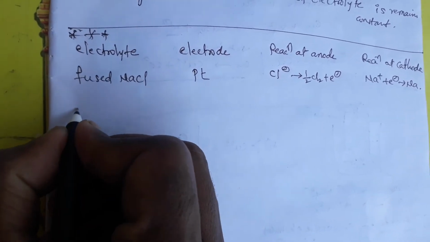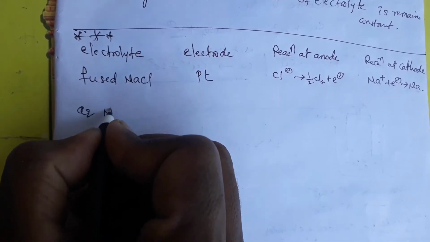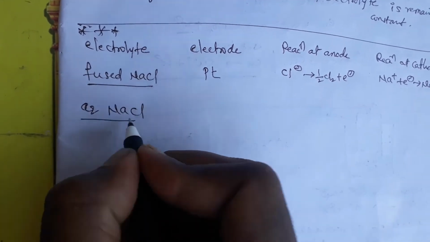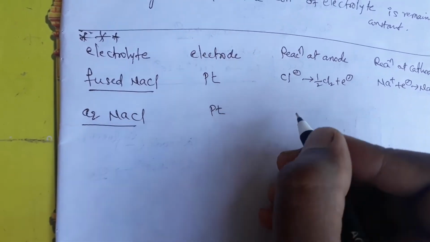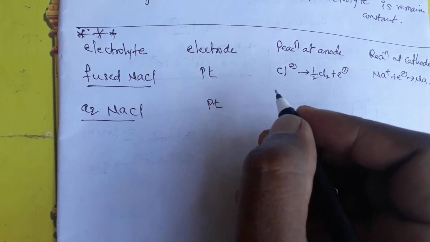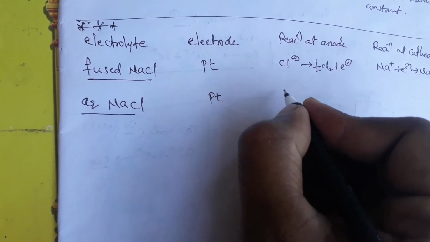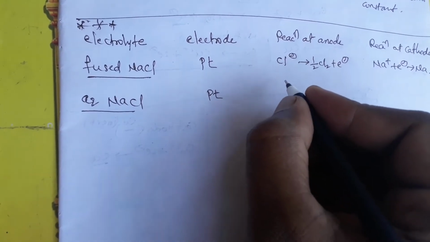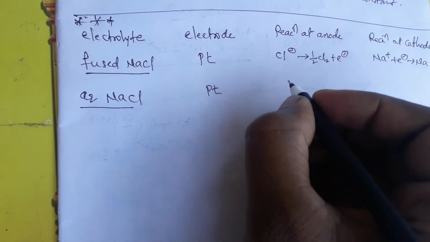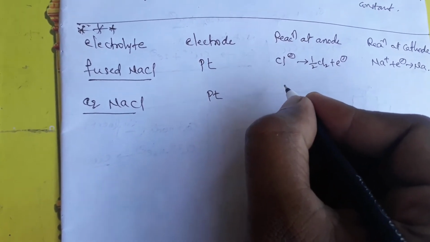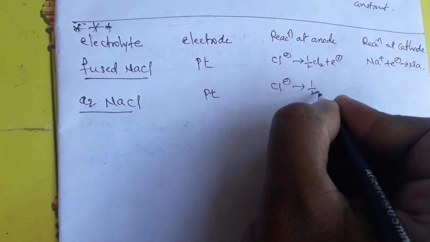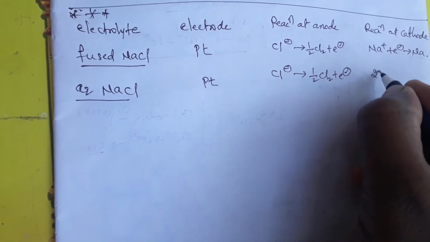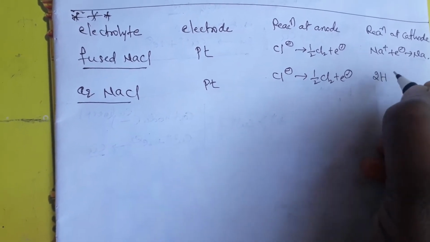And if you take another example, aqueous NaCl, which is different from pure NaCl, the liquid form. Aqueous NaCl with platinum electrode: aqueous means there is a competition between sodium plus and H plus. Here is the sodium plus and H plus, and here is the Cl minus and OH minus. So discharge potential is lesser for the Cl minus ion. So here also Cl minus is going to be half Cl2 plus electrons, and here is the competition between the H plus and sodium plus.